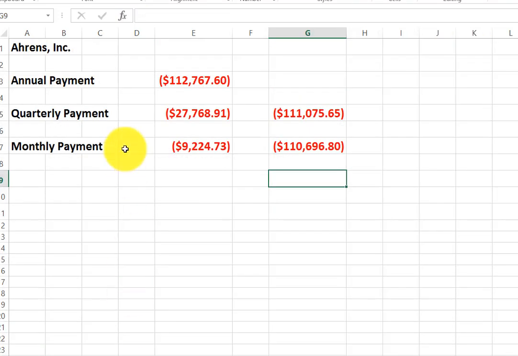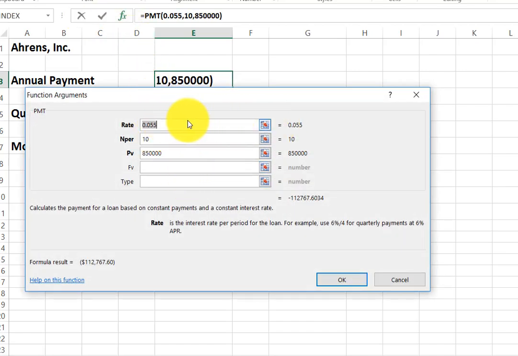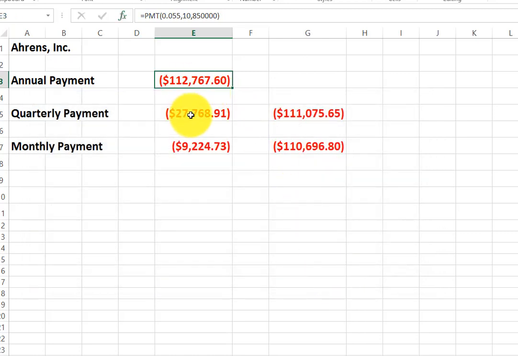Okay, number 2, we're looking at a loan and figuring out the payments on this. And I asked you to calculate the payment for an annual basis, quarterly basis, and a monthly basis. And so for the payment, we use the PMT function, and we use 5.5% or 0.055. Number of periods is 10, and the amount of the loan is $850,000. So your annual payment would be $111,000.